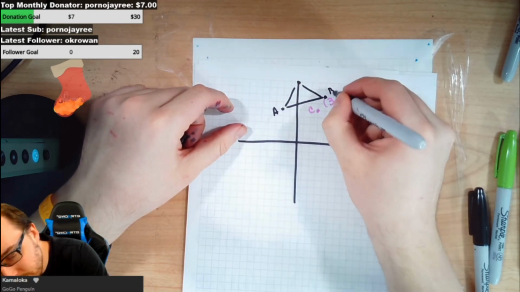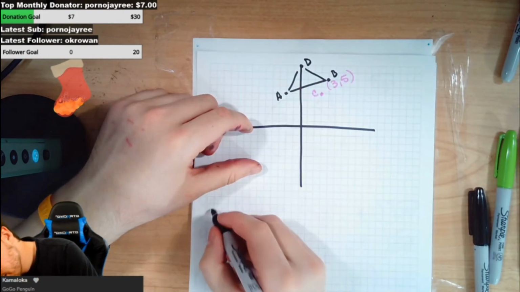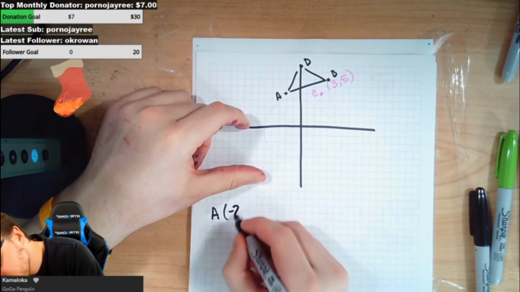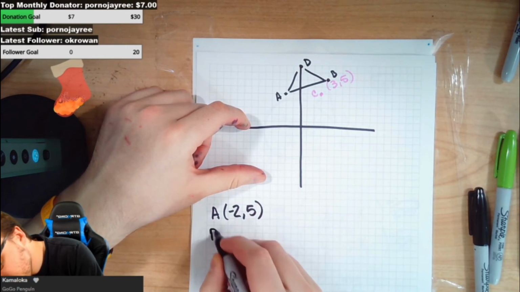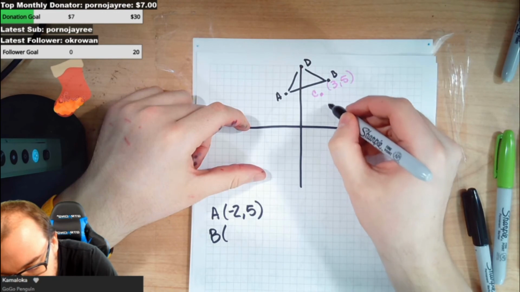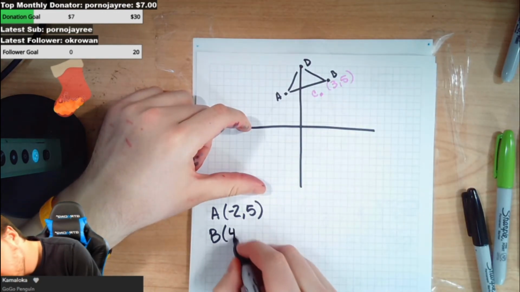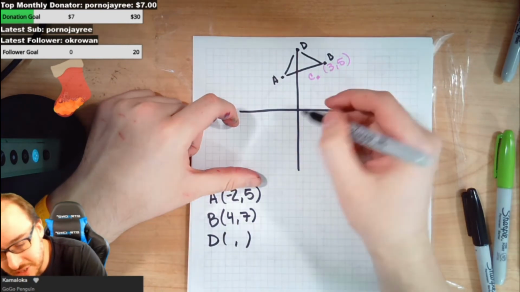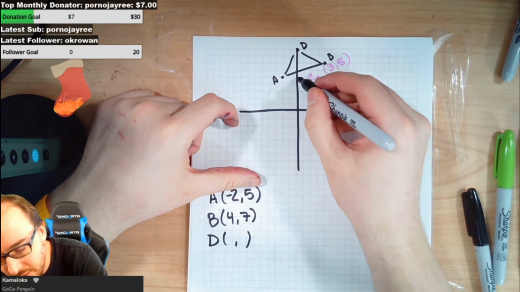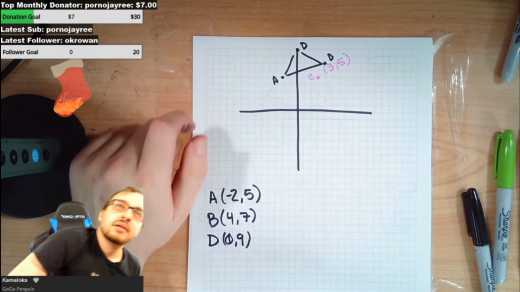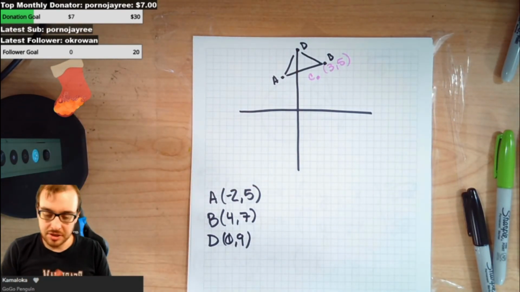Point A, point B, and point D. A is at -2, 1, 2, 3, 4, 5. B is at 1, 2, 3, 4, 1, 2, 3, 4, 5, 6, 7. And D, that top point there, is at 0, 1, 2, 3, 4, 5, 6, 7, 8, 9. So let's just see what happens under rotation to these points.